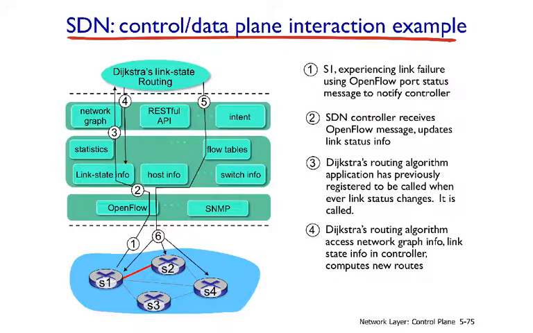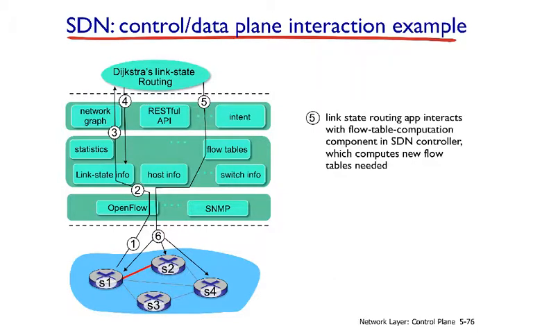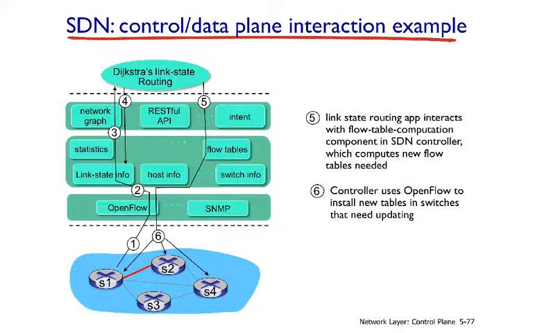Step 4 is the Dijkstra computation. Step 5 is the interaction between the Dijkstra routing action and the flow tables, and step 6 is the notification to the different involved switches.